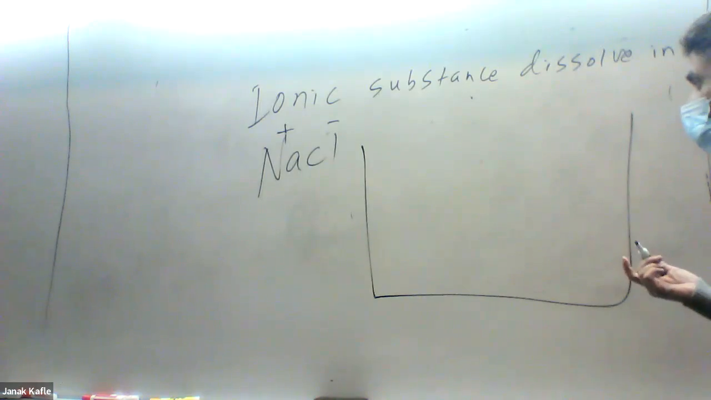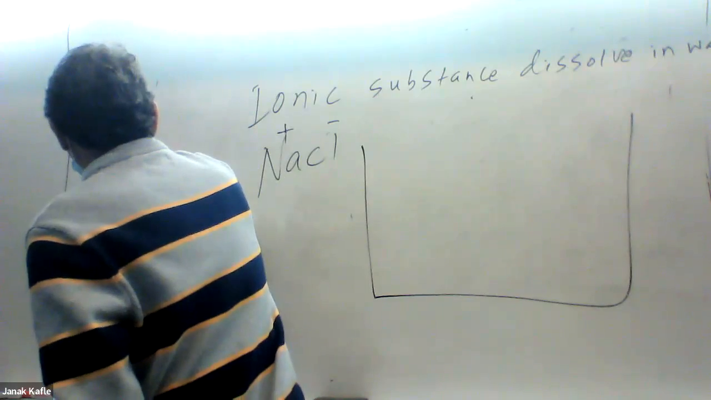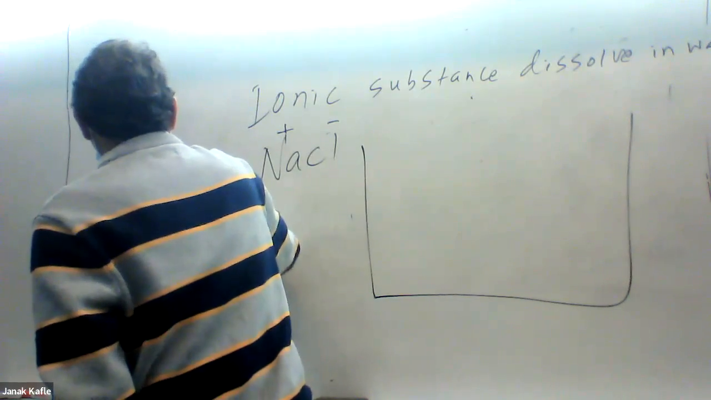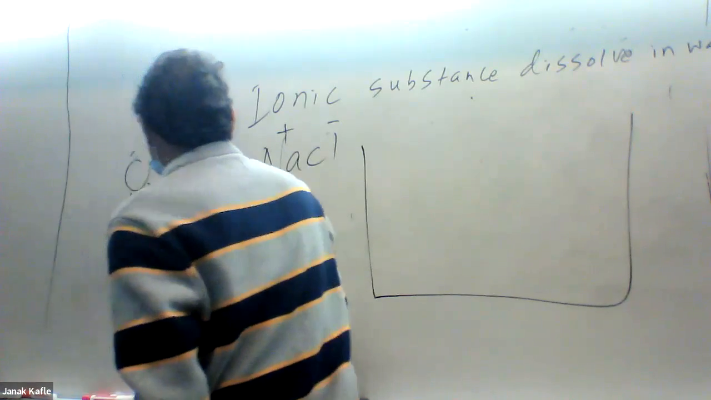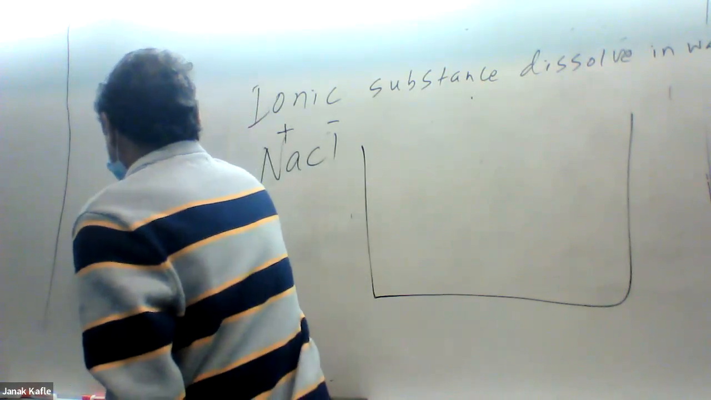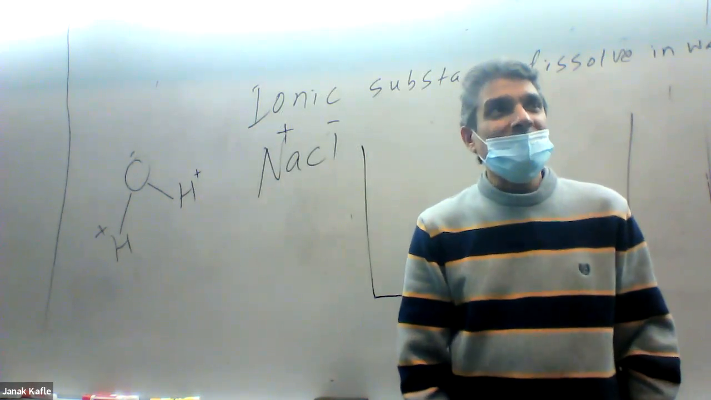So when you put it in the water, this is NaCl. The water molecule looks like this: O, H, H. This is water, and this oxygen has a slightly negative charge. This hydrogen has a slightly positive charge. This is a water molecule, one particle of water. Make sense? Everybody got that?